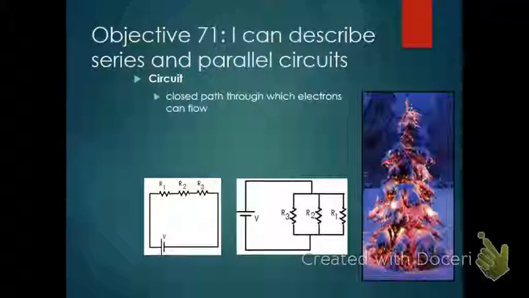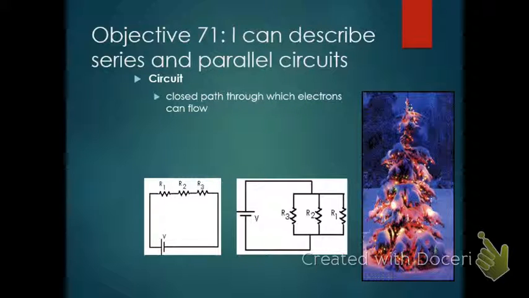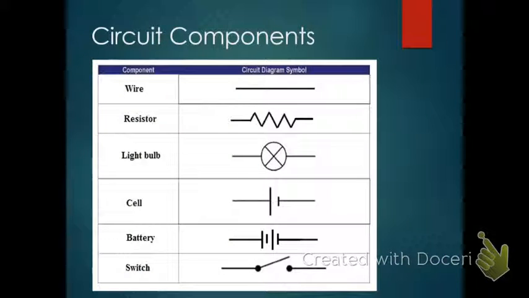A circuit is a closed path through which electrons can flow. So the keyword here is closed path. It must be closed. If it is open, then electrons will not flow. And we'll talk about the two types of circuits. There are series circuits and parallel circuits. Before we do that, let's look at the circuit components.